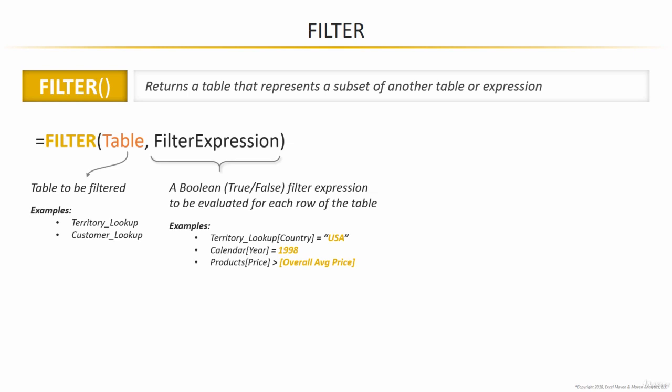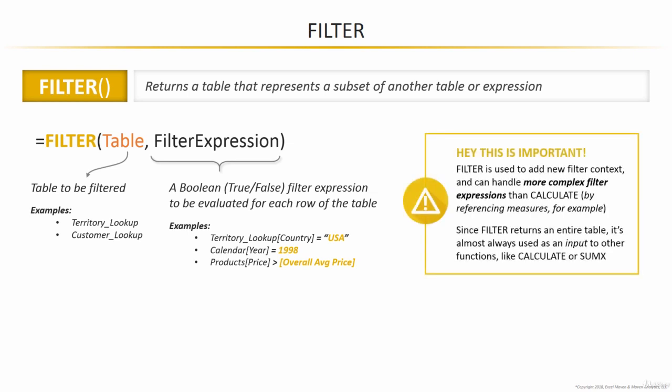So this is different from how calculate works. Calculate is not an iterator, meaning it doesn't actually eliminate rows from the table. It just identifies filter context and modifies it. Filter, as an iterator, is actually producing a new table as a subset of the original table based on whatever filter expression you're using. So, important point, filter is used to add new filter context, and it can handle more complex filter expressions than calculate, like we just said, by referencing measures, for example.